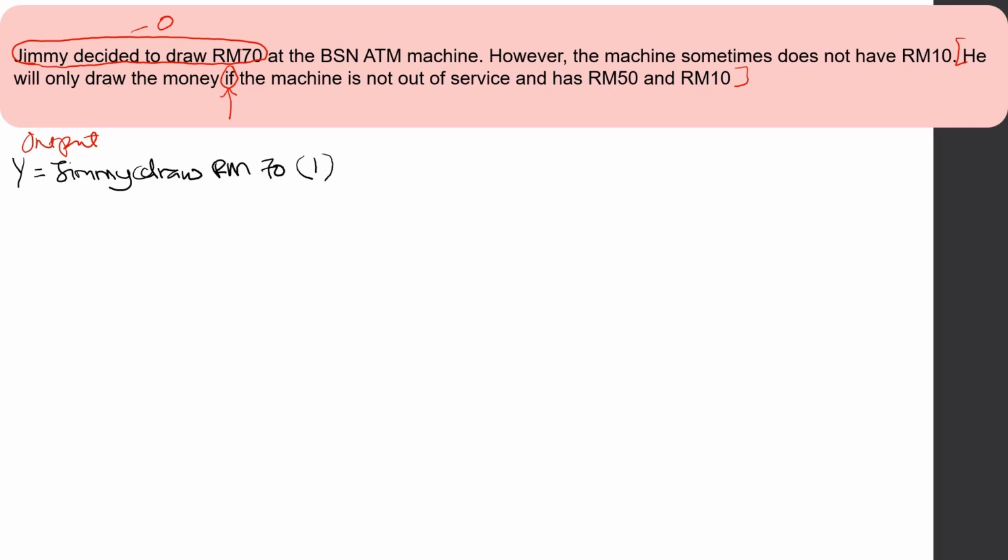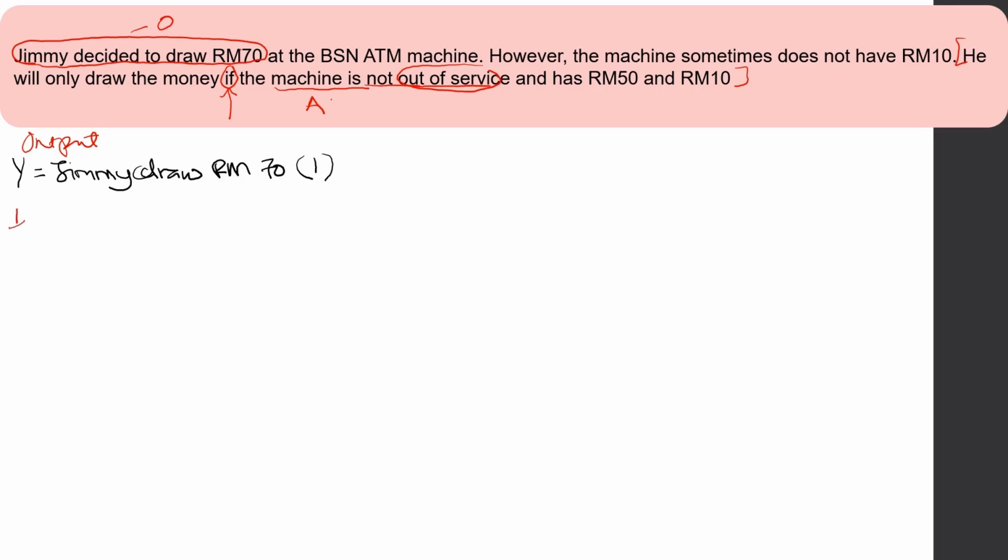Now input. If the machine is not out of service and has 50 ringgit and 10 ringgit. So in this statement we have machine out of service, not out of service. So this is input 1. So I put input A, not out of service. So I'm just using out of service. Machine out of service is A.